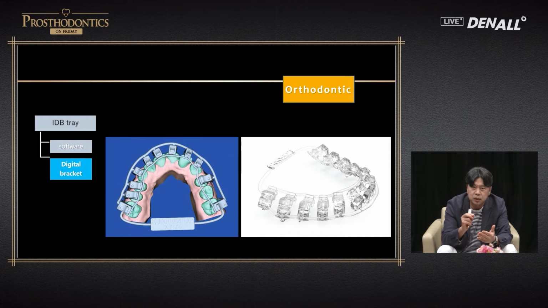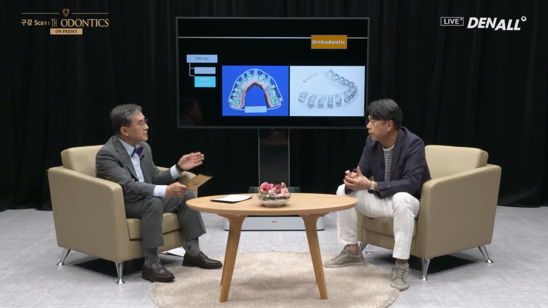For the IDB tray, your favorite brackets can be entered. Then the tray would be generated. Using that, it is designed. The indirect bonding tray can be used to insert your brackets, and it is cured in the mouth. Then very easily and accurately, the brackets can be positioned, which can be utilized in the ortho treatment.